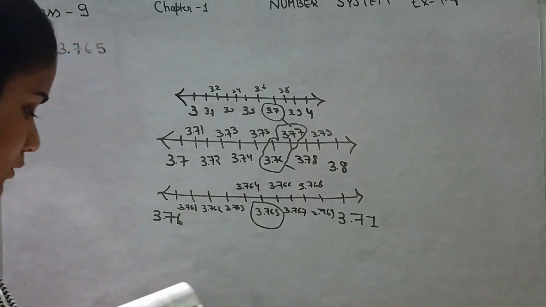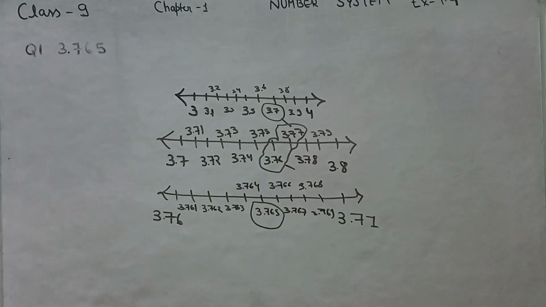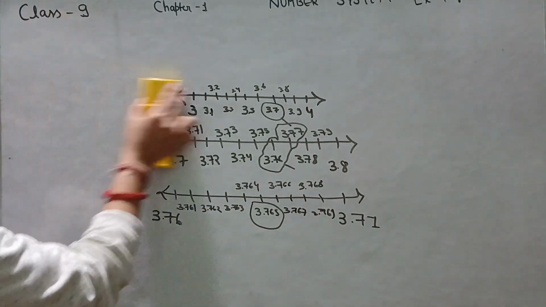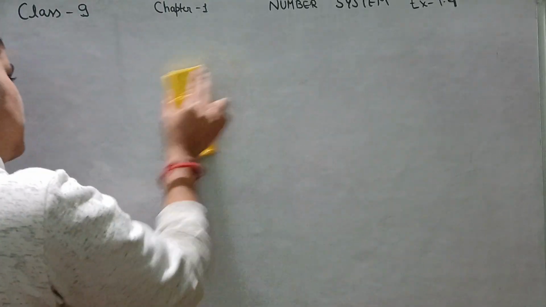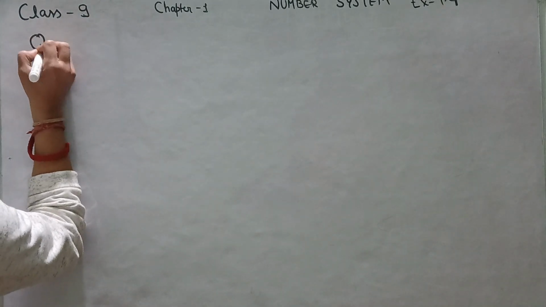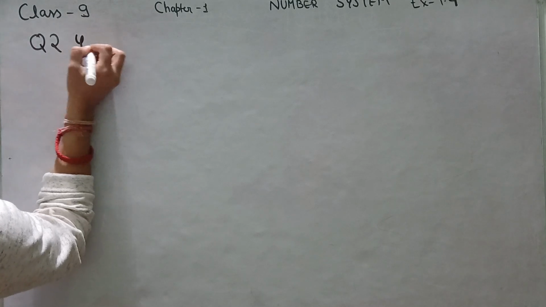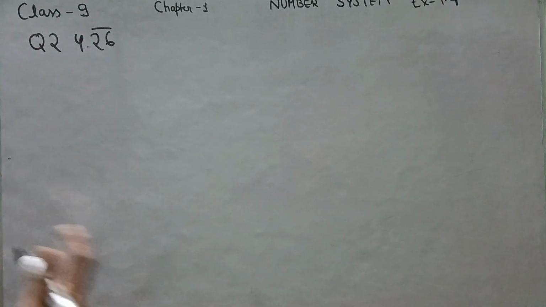Now the question number 2. Visualize. Coming on to question number 2. So question number 2 is visualize 4.26 bar on number line up to 4 decimal places.